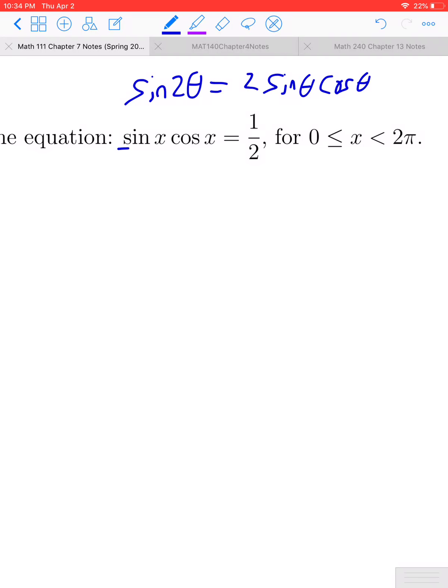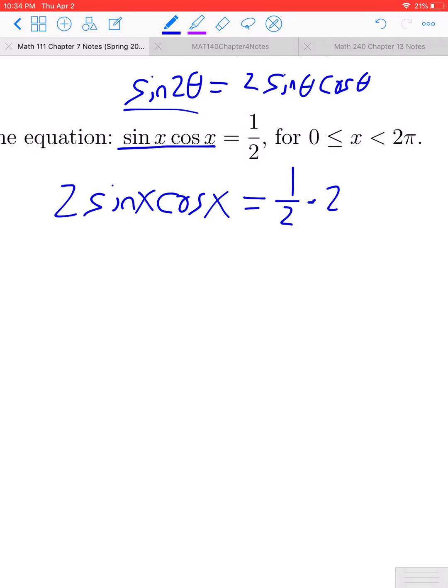So if I look at the left-hand side of this equation, if I just had a multiplication by 2, then we would be able to use a double angle identity, and that would condense the two trig functions into just one, which would be beneficial to us. So let's go ahead and multiply both sides of this equation by 2 so that the left-hand side looks like our formula for the sine of 2x. This is going to be the sine of 2x is equal to 1/2 times 2 would be 1.